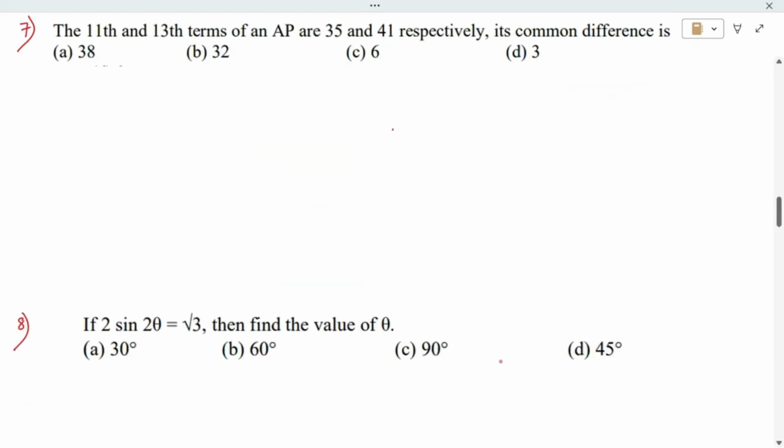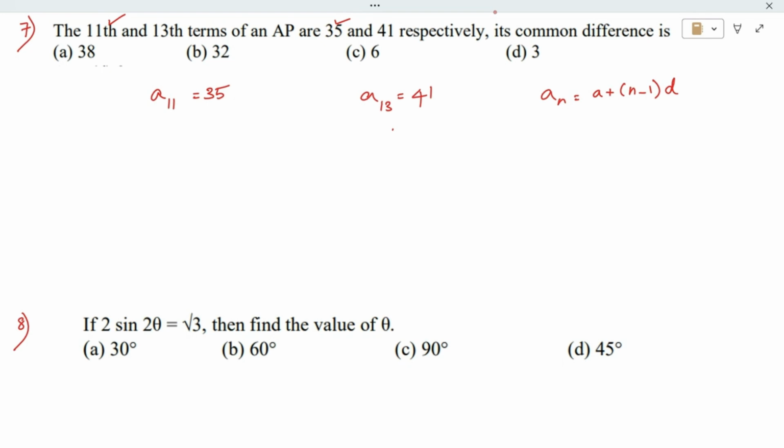Question number 7. The 11th and 13th terms of an AP are 35 and 41 respectively. Find its common difference. So I need to find d, isn't it? So a11 is given as 35, and a13 is equal to 41. So what is the an formula? a plus (n - 1) times d. I don't know d, so I'm keeping the letter d as it is.